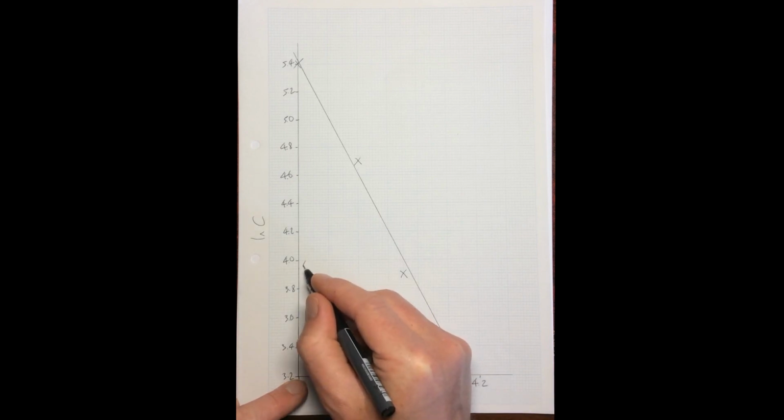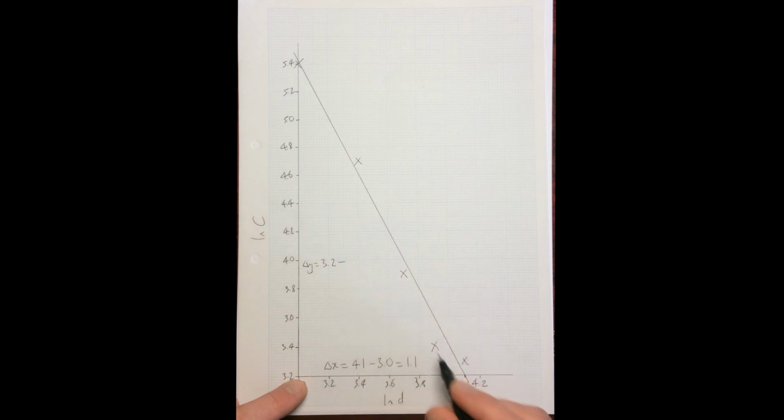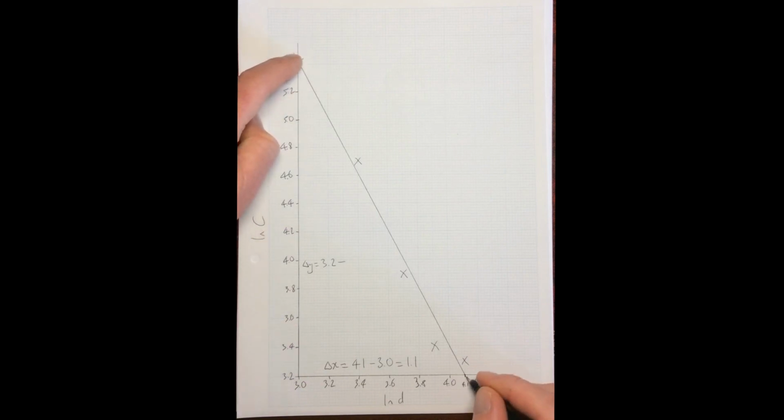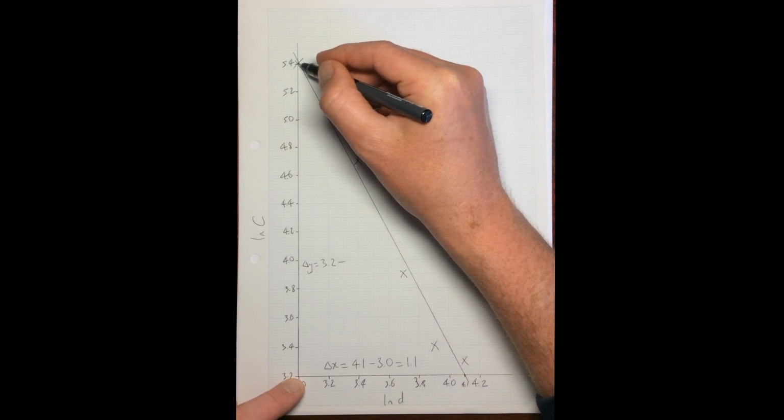So delta y here is going to be equal to 3.2 take away. I'm working out the gradient between these 2 points essentially, aren't I? That's my final value of x and that's my initial value of x. So my final value of y was 3.2. My initial value of y is 5.4.